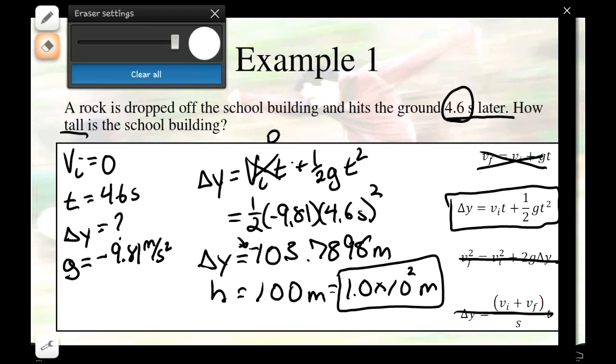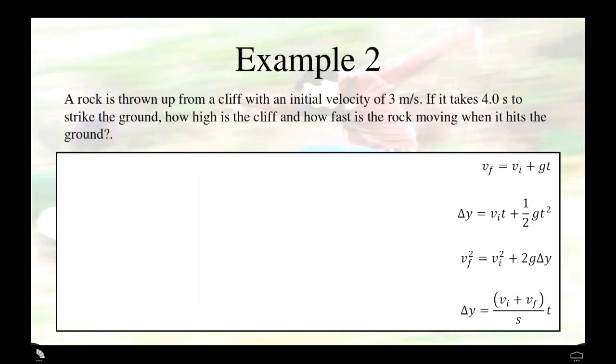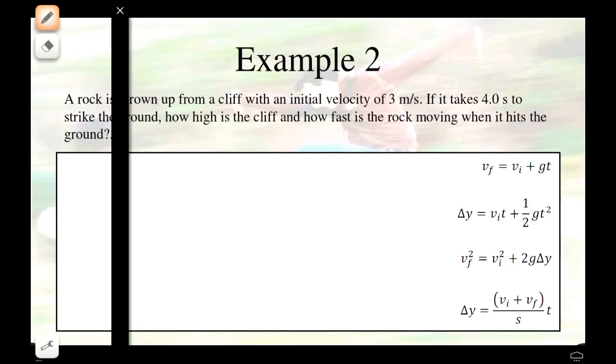Now let's go ahead and move on to the next problem. So now we have a rock that is thrown up from a cliff with an initial velocity of 3 meters per second. If it takes 4 seconds to strike the ground, how high is the cliff and how fast is the rock moving when it hits the ground? So this is a 2-part question, so we'll work it twice.